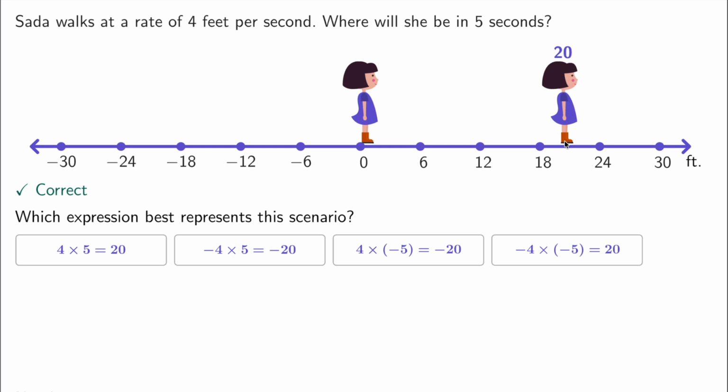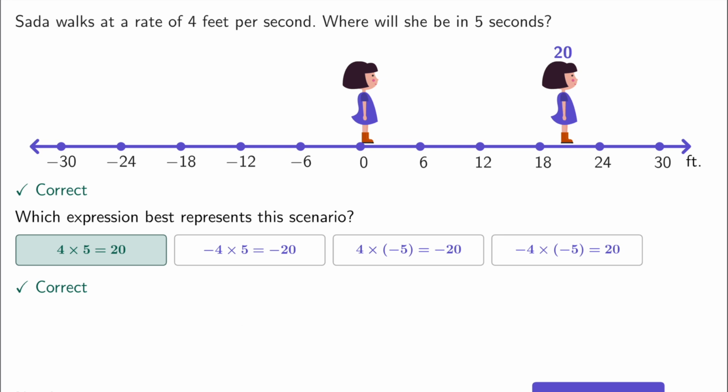Whether it's 5 into 4 or it's minus 4 into 5. It's 4 into minus 5, that's minus 20. Or it's minus 4 into minus 5, that's 20. So see, she is walking in a positive direction at a rate of 4 feet per second. So 4 should be positive. And we are talking about a time ahead, like after 5 seconds. So after 5 seconds will be positive. Positive, so positive into positive, which gives us 20. So the first option I think is the correct one.